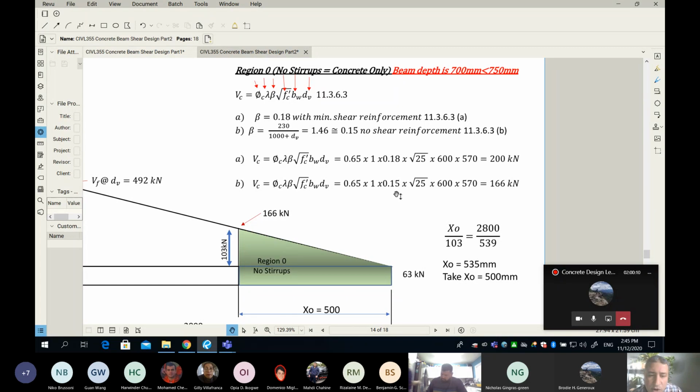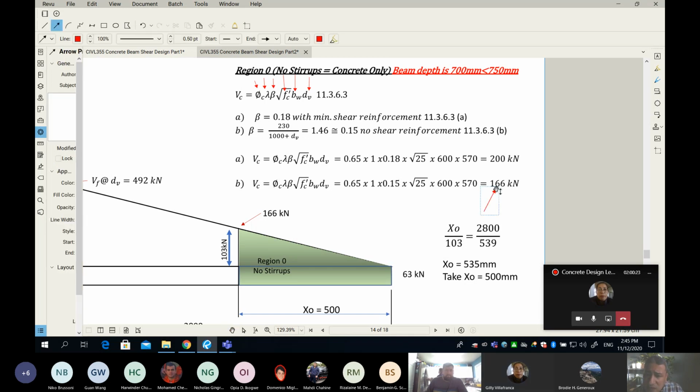In zone number 0, region number 0, no stirrup. So I'm asking you, which value for the beta should I use? B, 0.15. Exactly, and you can see it's over there. And I can tell you, it means, guys, zone number 1, where concrete works on its own, how much concrete can do? It can do only 166.